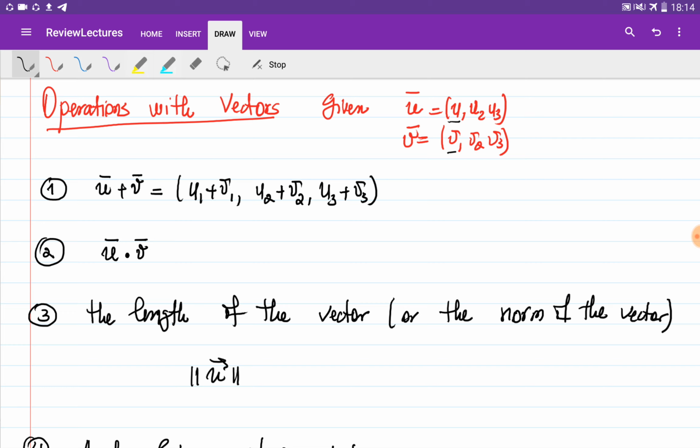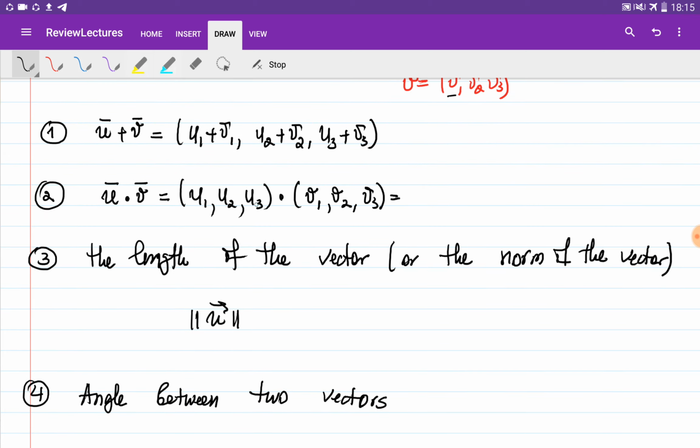So another important operation on vectors is called the dot product. When we multiply the vector with the components u1, u2, u3 by the second vector with the components v1, v2, v3, the dot product is going to be a constant, which is obtained by multiplying the first component of the first vector by the first component of the second vector, plus the multiplication of the second components, plus the multiplication of the third components. So this is going to be a constant.